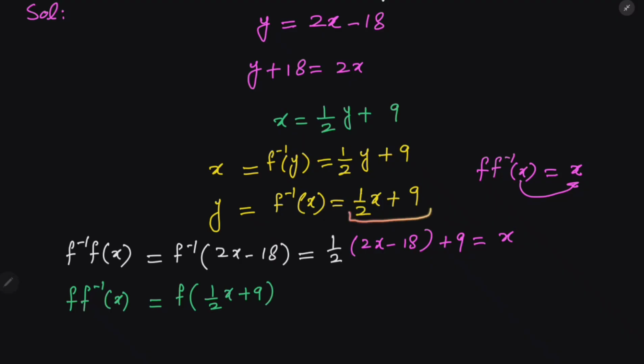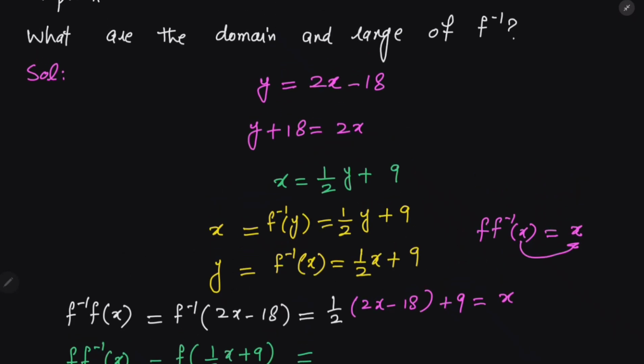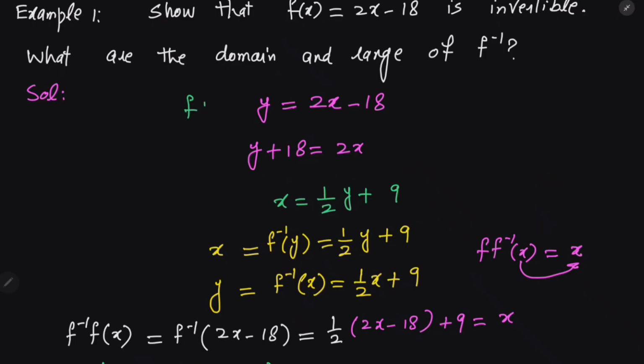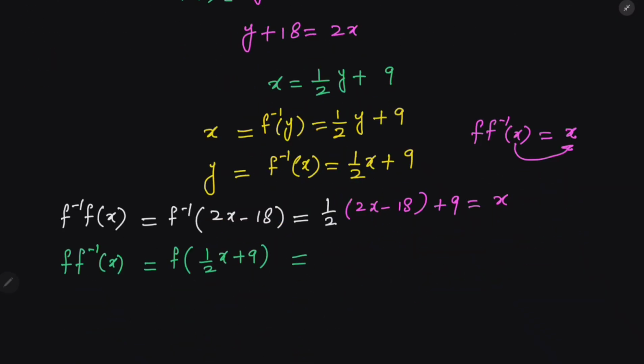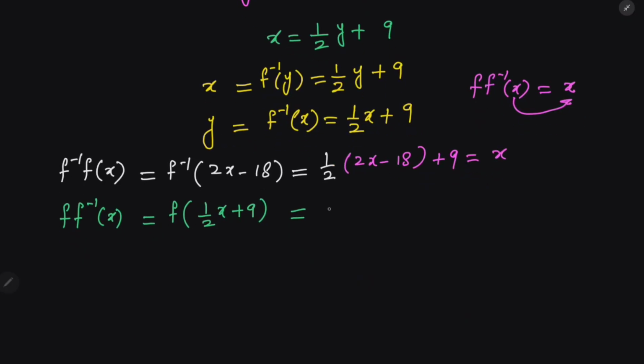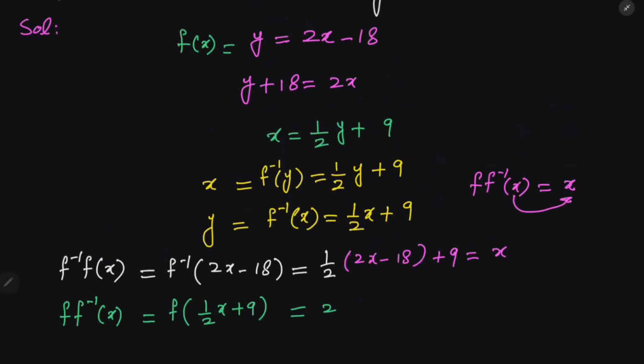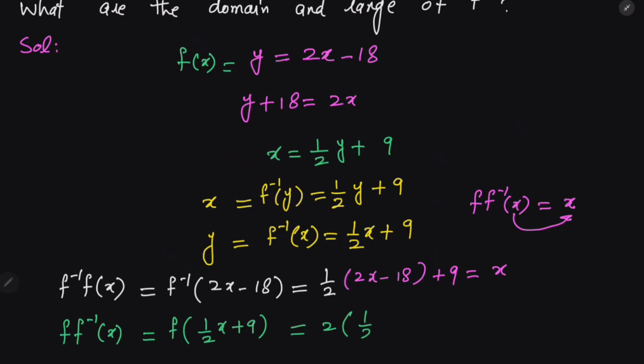This is the value over here. That's what we have over here. And we put that value into the function f of x. What is f of x? This is our f of x. We replace this x with the input. So we have 1 by 2 x plus 9 minus 18 is equal to x.